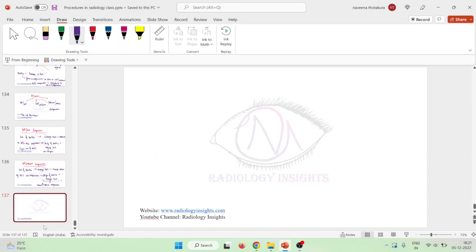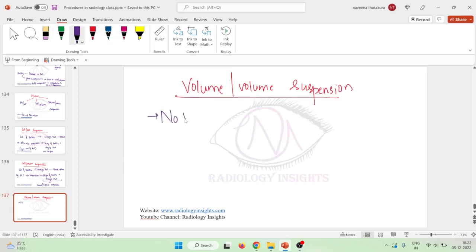Now, the next thing is volume by volume suspension. This system of volume by volume suspension is also possible, but it is not recommended. Because of this, it is not recommended. And the thick and thin barium terms which are used are also not meaningful.